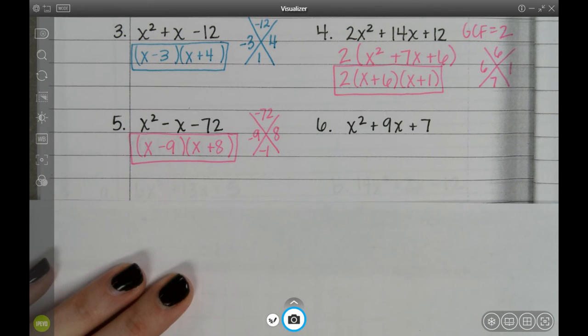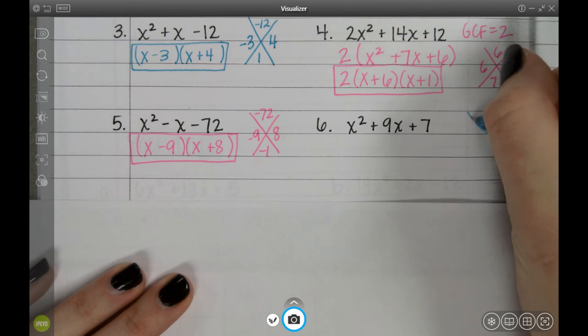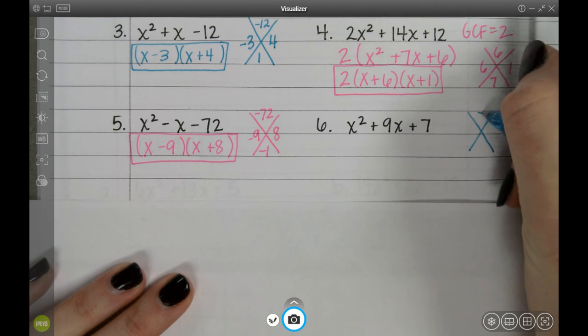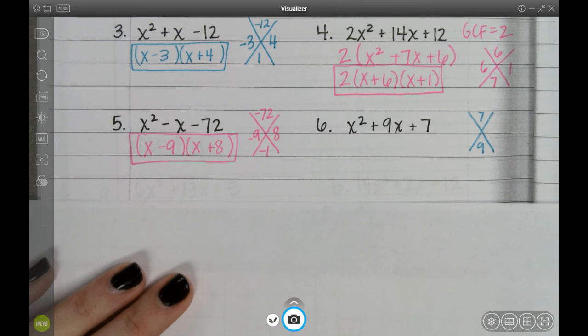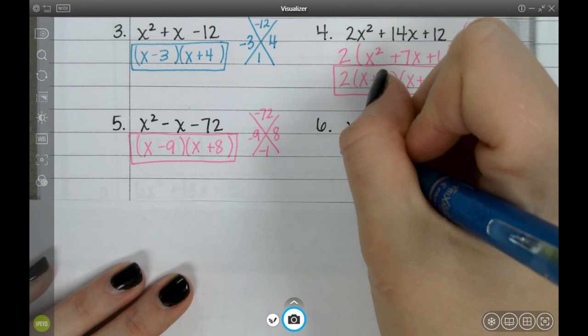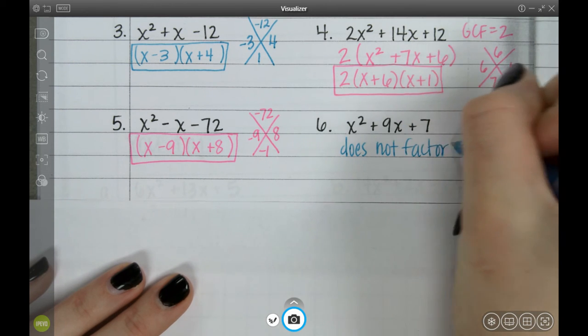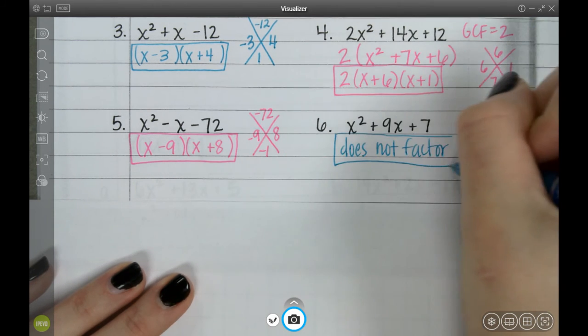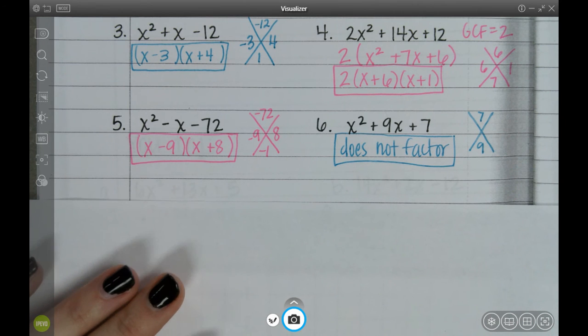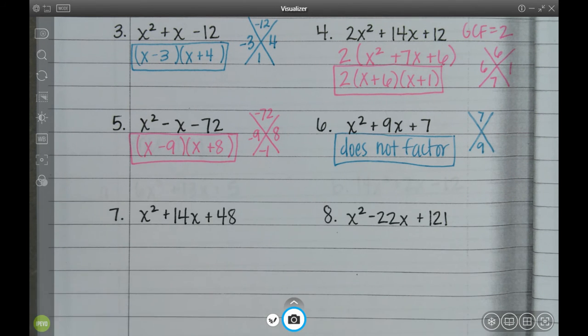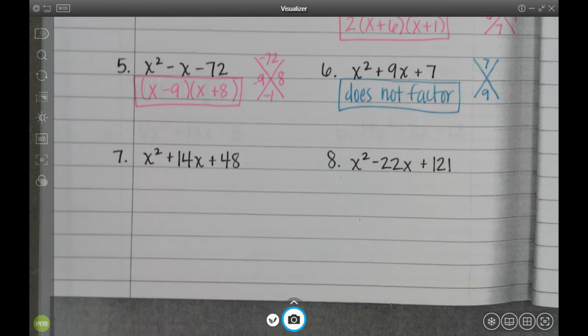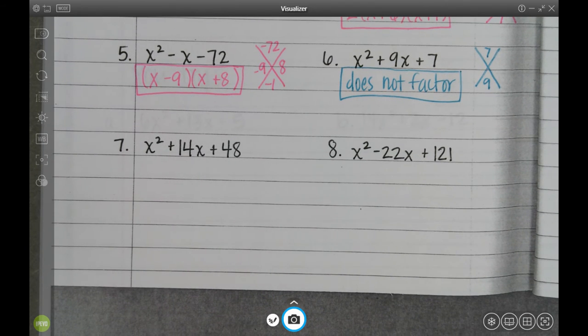Something weird happened on number 6. Are there factors of 7 that add to give you 9? Nope, that's not possible. So this one I threw in there just to remind you that not every expression is going to be able to factor. So I'm going to put it does not factor. Okay, and then 2 more for this page.